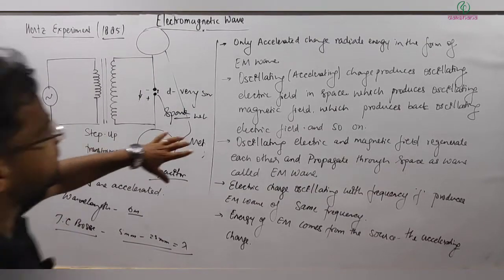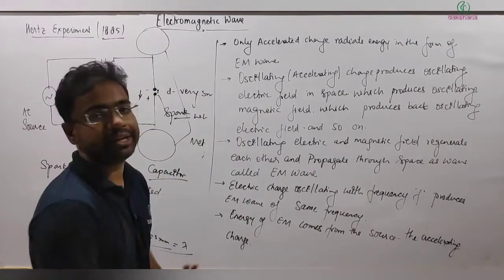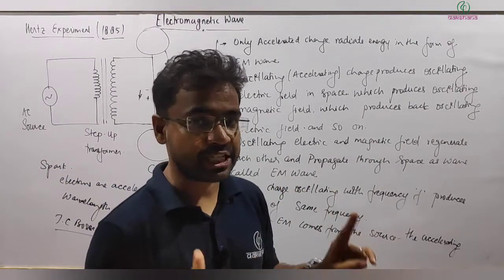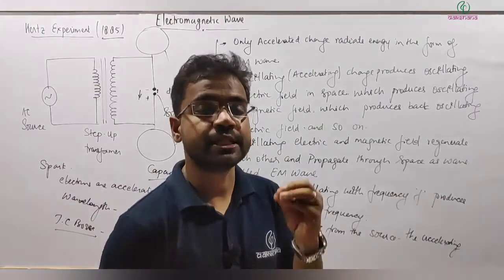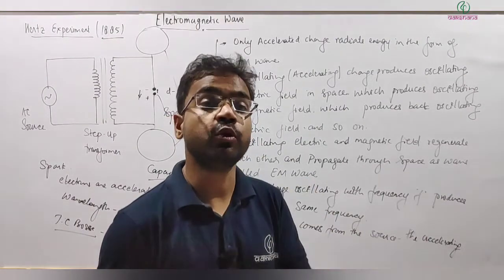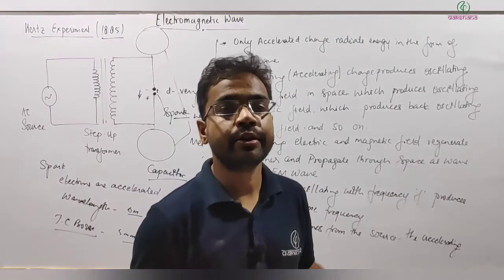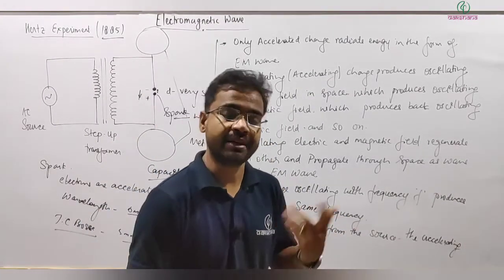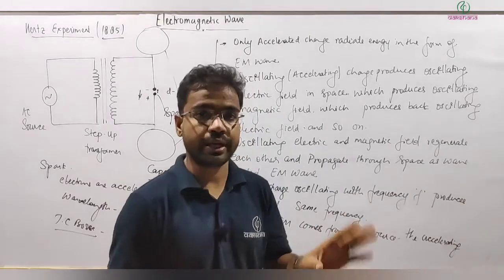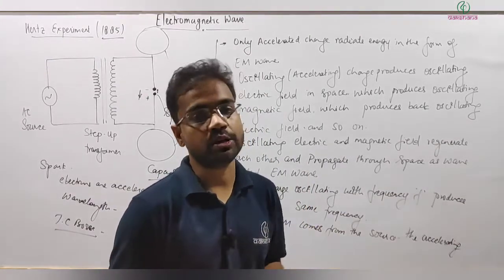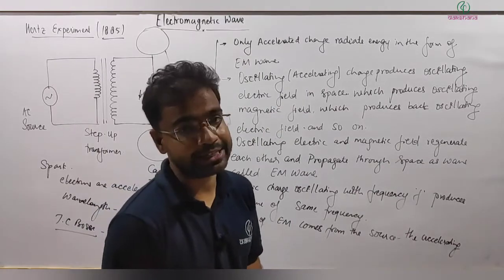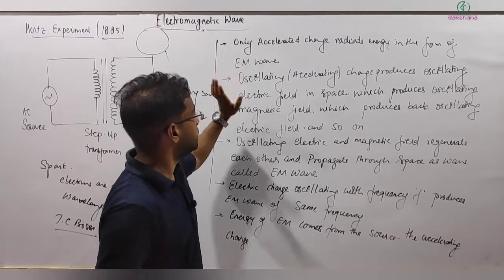Okay, so these are a few points about generating EM wave. First, only an accelerated charged particle can produce EM wave. A charged particle which is at rest or moving with constant velocity, neither of them can create an electromagnetic wave. It must be accelerating, it can be oscillating also. Acceleration is a must. Only an accelerating charged particle radiates energy in the form of electromagnetic wave.